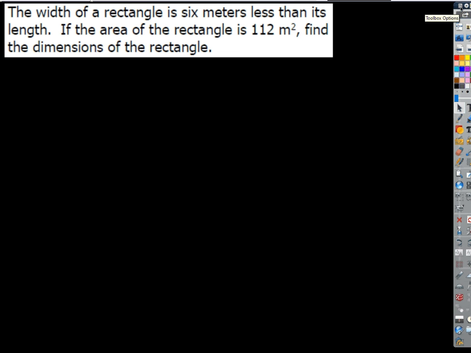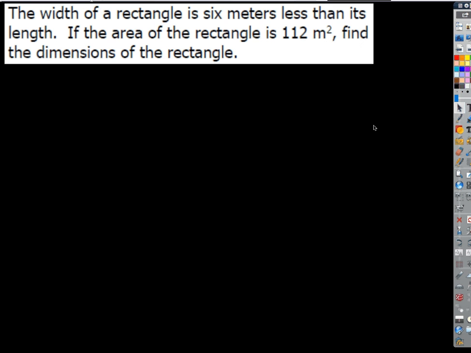All right, so here's the last section that we're covering. It's nothing new, just applications of quadratics. There's tons of applications of quadratics in physics and all kinds of things. Lots of situations can be modeled with a quadratic function or a quadratic equation. So what about one like this? The width of a rectangle is 6 meters less than its length. Find the dimensions if the area is 112 square meters.